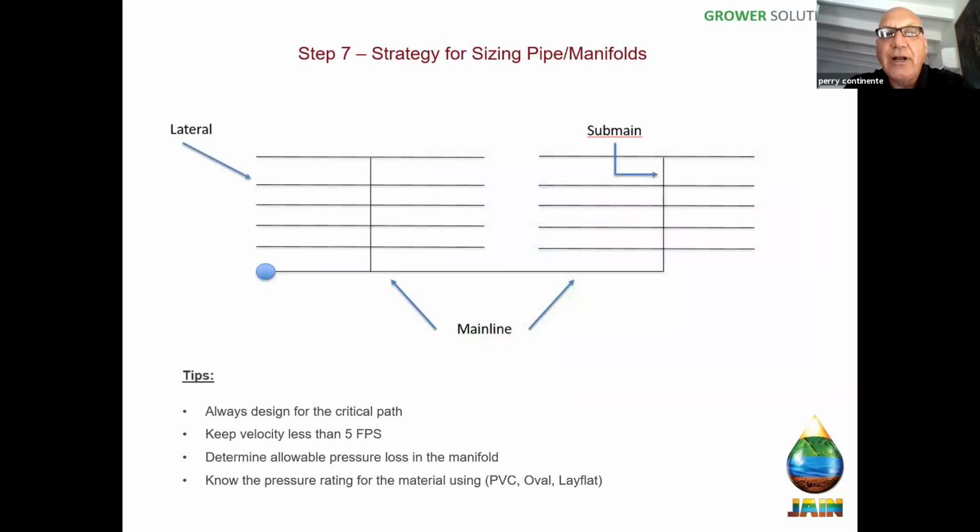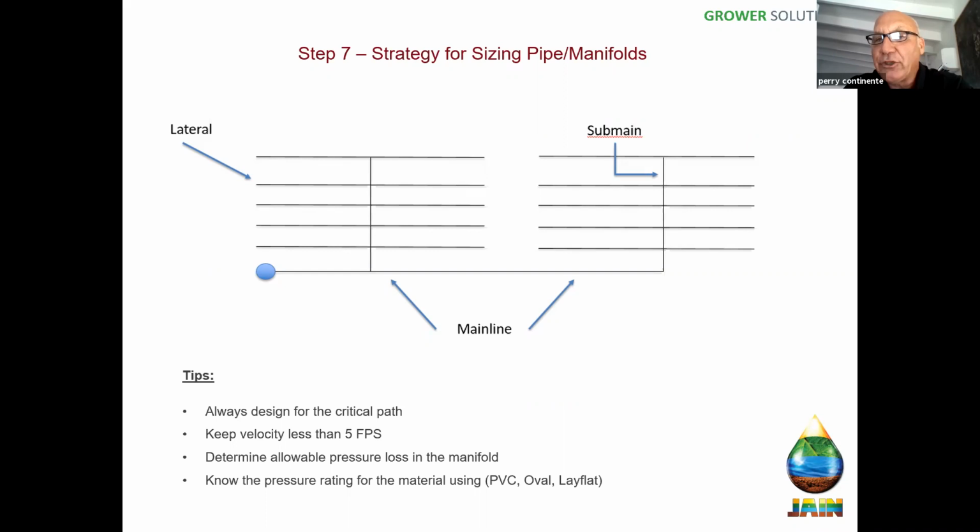Okay, strategy for pipe sizing, manifolds. What drives the design downstream of the pressure regulating point is distribution uniformity or emission uniformity. So we have an emission uniformity of a lateral, and then we have a pressure variation allowed to us within the submain in order to attain that.